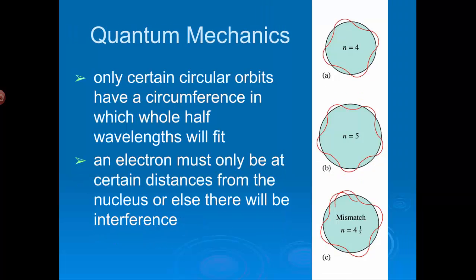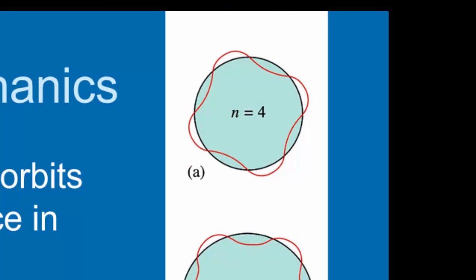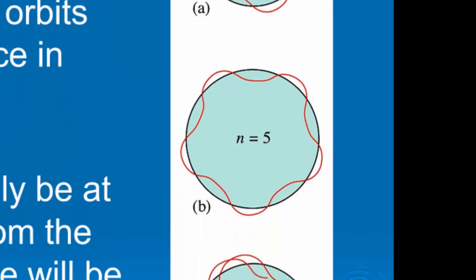Here's a little graphic that you can understand. In one particular orbital around the nucleus, one distance from the nucleus, we'll say n equals 4. That means that we have 4 full waves. So we have a full wave, and then another full wave, and then another, and another, and everything is fine. There's no interference. At n equals 5, we have 5 full waves. There's 1, 2, 3, 4, 5 all the way around.